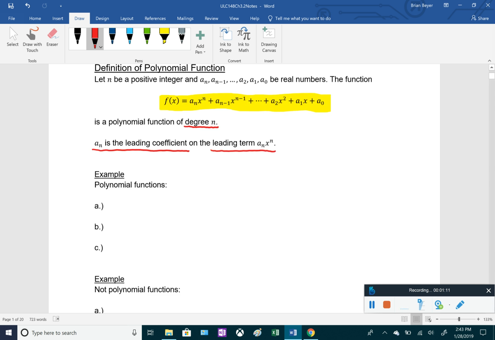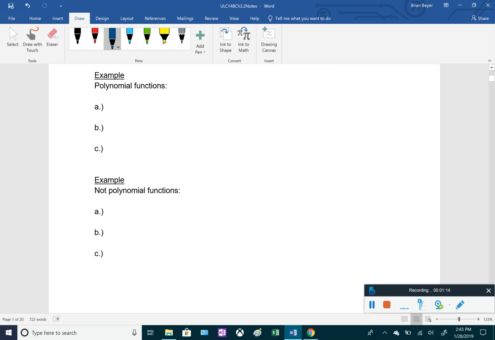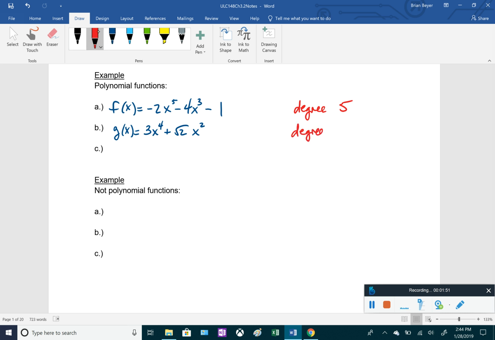So for some examples of polynomials, we could have something like f of x equals negative 2x to the fifth minus 4x cubed minus 1. So that would be a polynomial function of degree 5 because that's the largest exponent. For another one, say g of x equals 3x to the fourth plus radical 2 times x to the second. And this would be a degree 4 polynomial because that's the largest exponent on the variable.